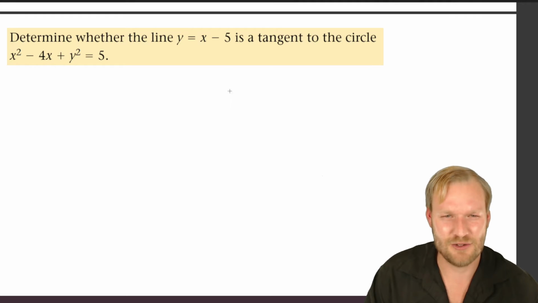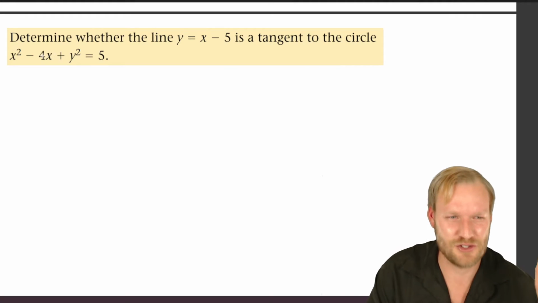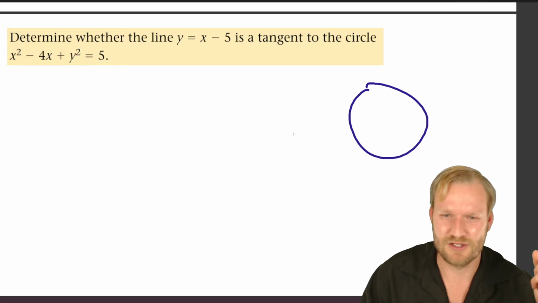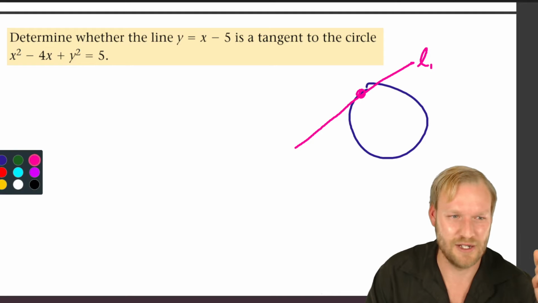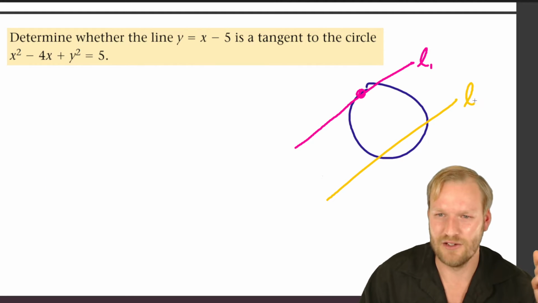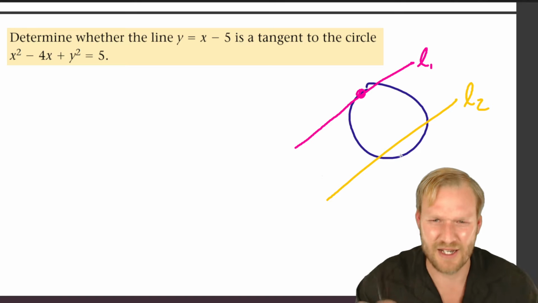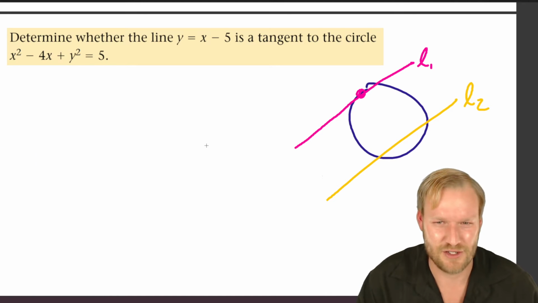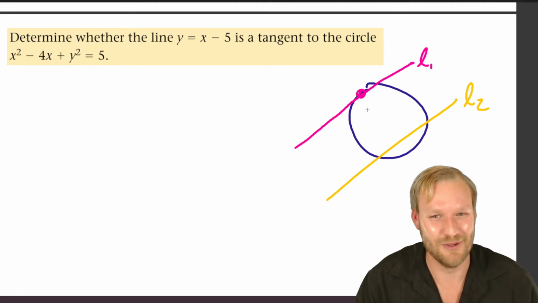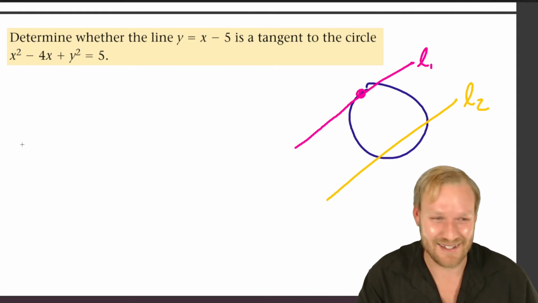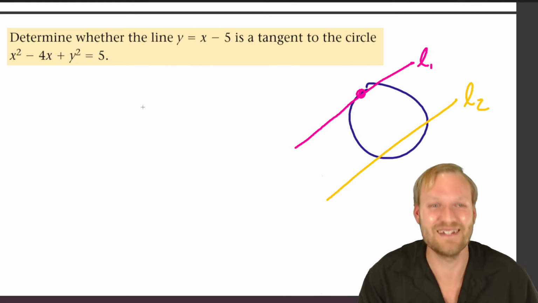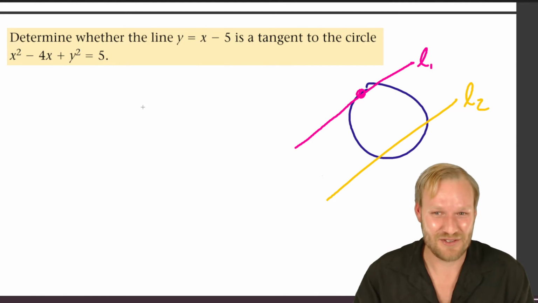Determine whether the line y equals x minus 5 is a tangent to the circle, that circle there. Okay, so what we need to do here is, if we've got some sort of circle and there's a tangent, why is that first line, I'm going to call it line 1, a tangent, whereas line 2 is not a tangent? What makes line 1 a tangent? It's meant to just touch the circle once, and that looks like it's touched there as well. So a tangent touches the circle once.